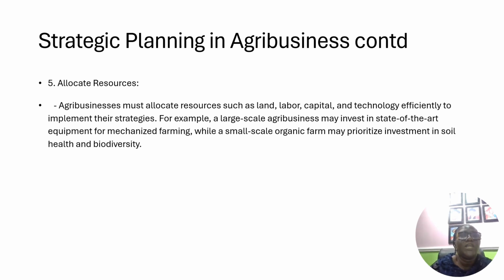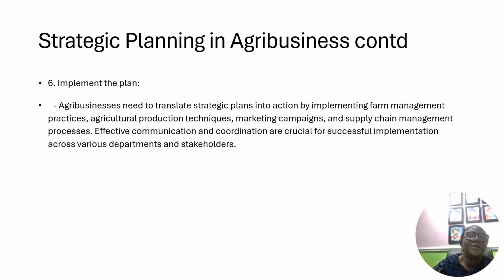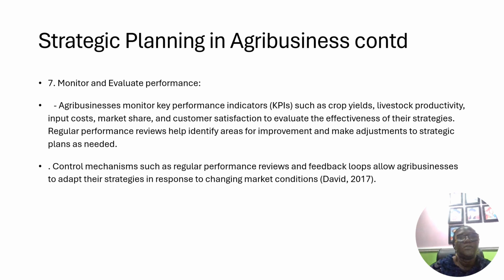The next is to allocate resources. Agribusiness must allocate resources such as land, capital, labor, and technology efficiently to implement the strategies that have been set, and then to implement the plan. Agribusiness needs to translate strategic plans into actions by implementing farm management practices, agricultural production techniques, marketing campaigns, and supply chain management processes. Effective communication and coordination are crucial for successful implementation across various departments and stakeholders.